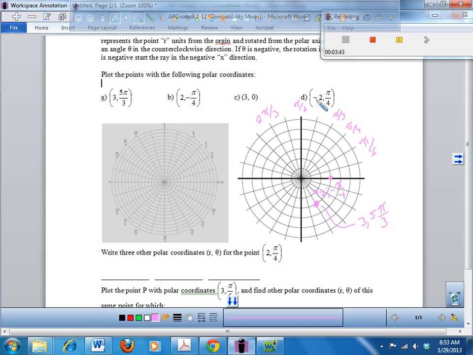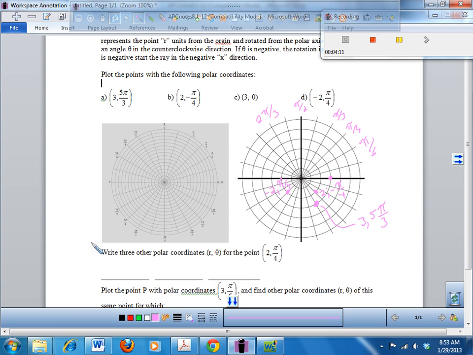And then if they have the radius, this is the radius here, being negative, that means instead of going this way first, you go this way first. So you go back 2, and then you still rotate through a positive pi over 4. So that would put you right there. That'd be negative 2 comma pi over 4. Questions about that so far?